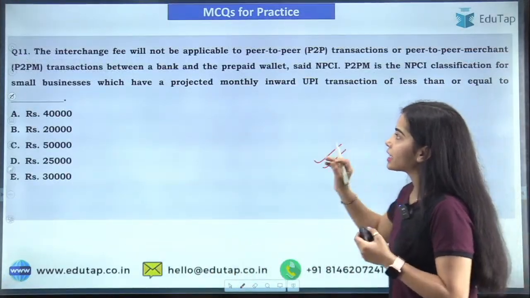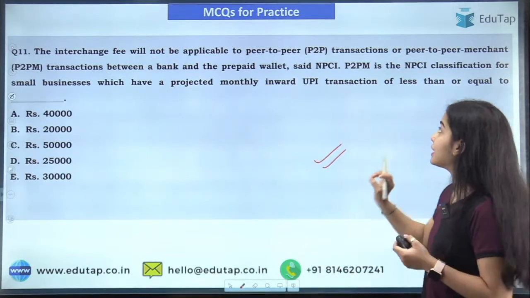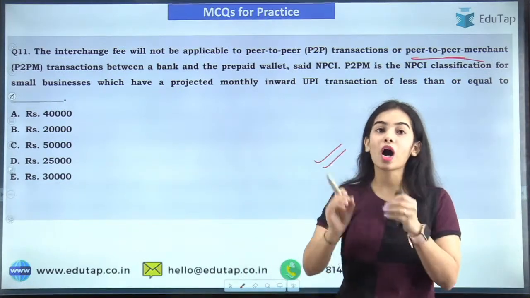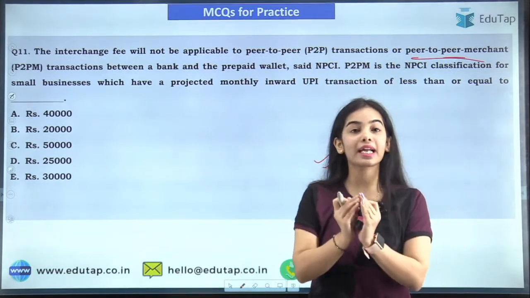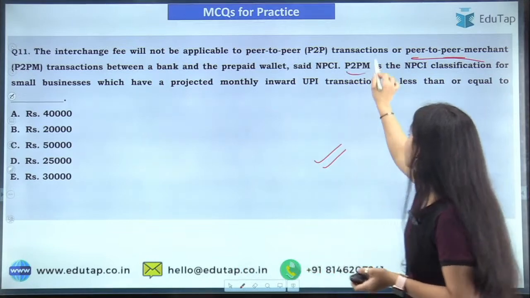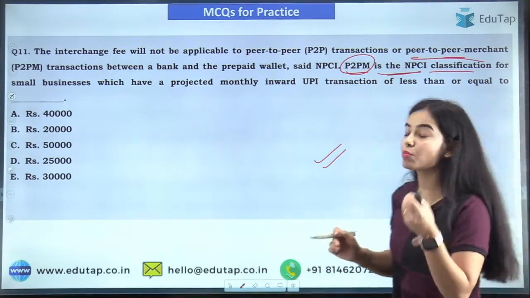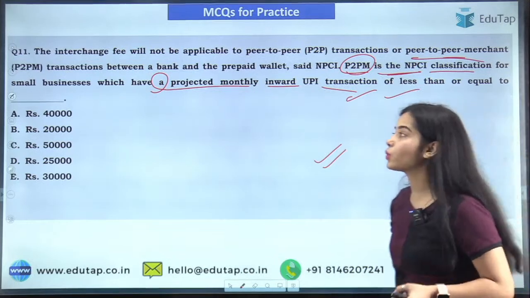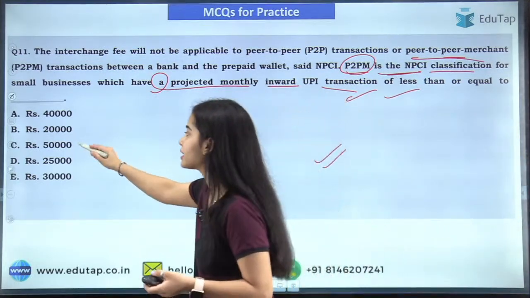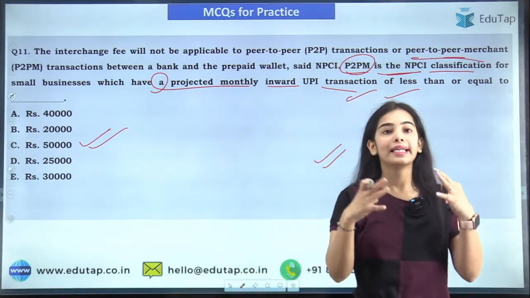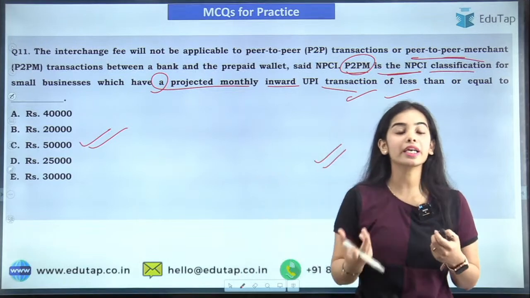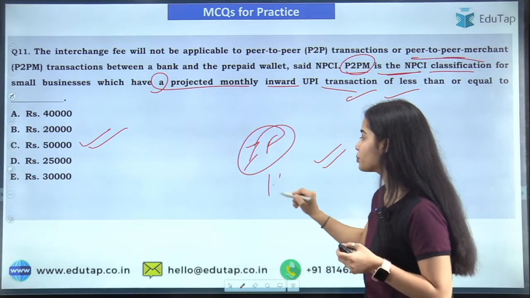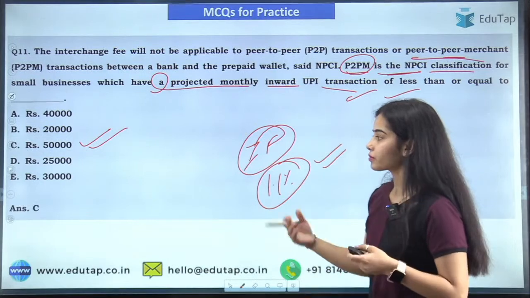So now coming to the next question, the interchange fee will not be applicable to peer-to-peer as well as to the peer-to-peer merchant transactions, that is small merchants. So how are they categorized as the small merchants? They have been categorized by the NPCI as small merchants. P2PM is the NPCI classification for the small businesses which have a projected monthly inward UPI transaction of less than or equal to what amount? So that you have to tell. So here the direct answer is rupees 50,000. If they are getting less than 50,000 of the transaction of the payment through their UPI, so they will not come under the interchange fee. They will not have to pay the 1.1% of the fee. Okay. So here is the answer.